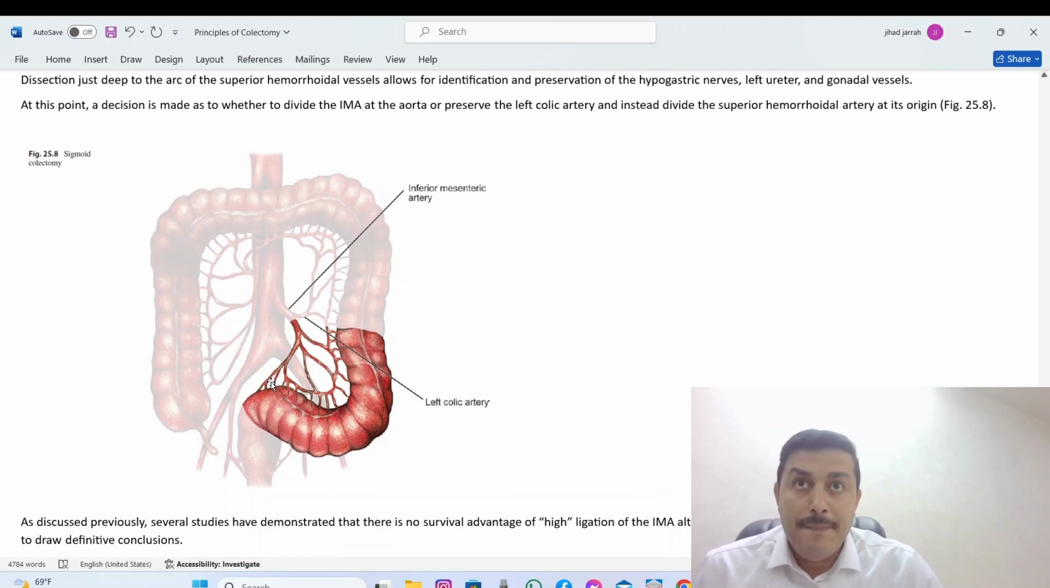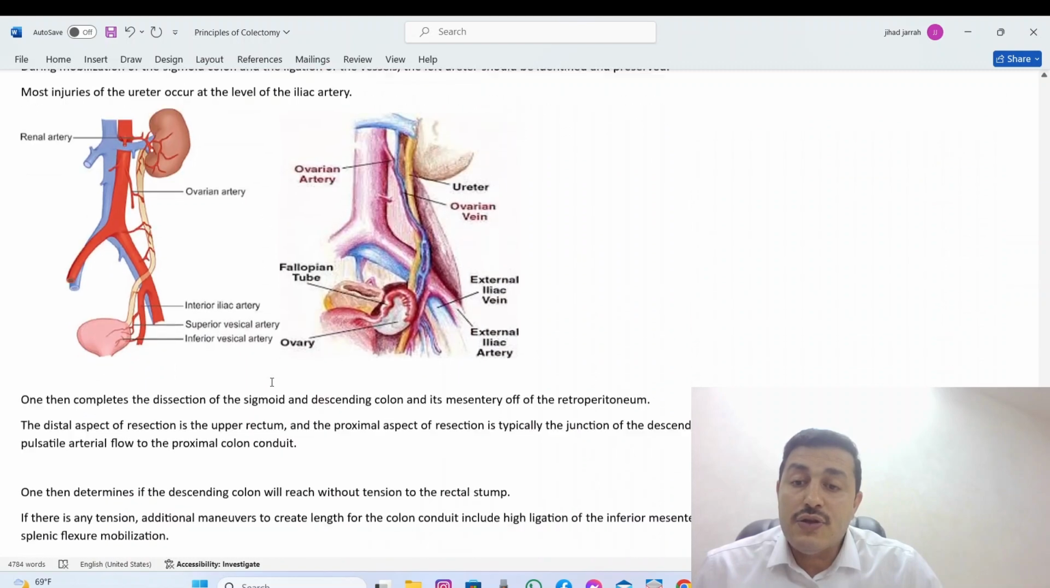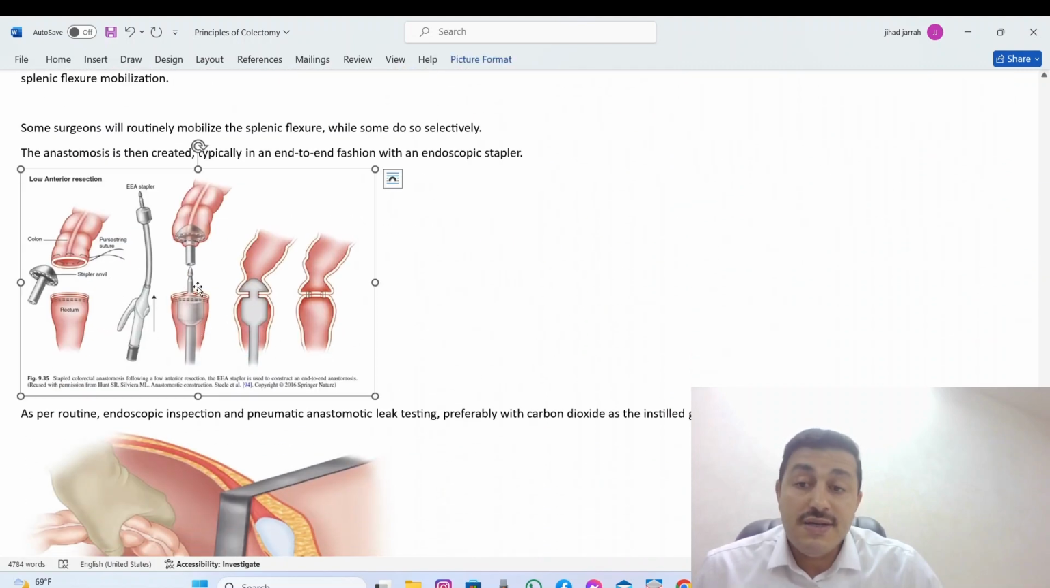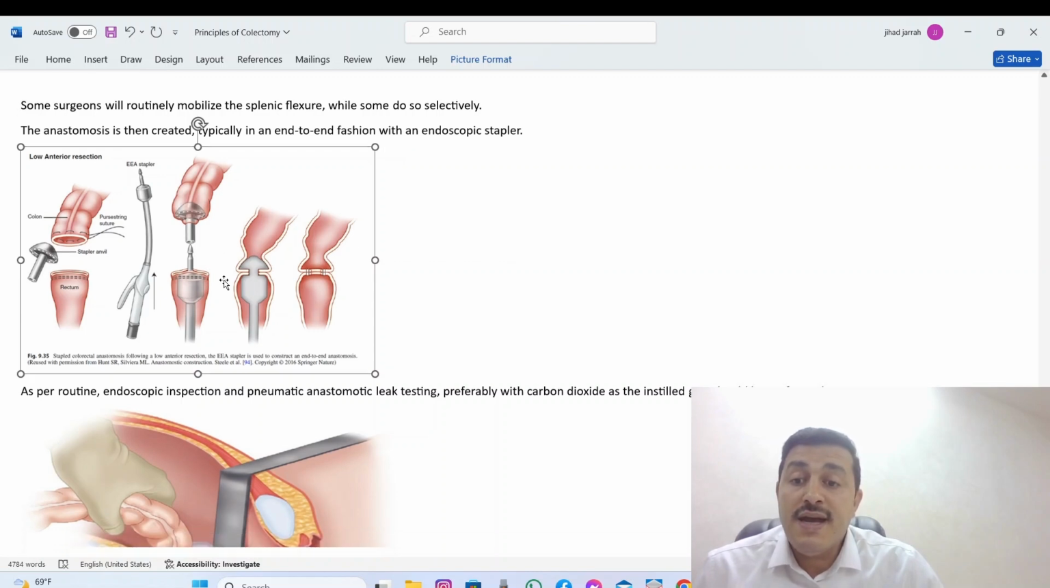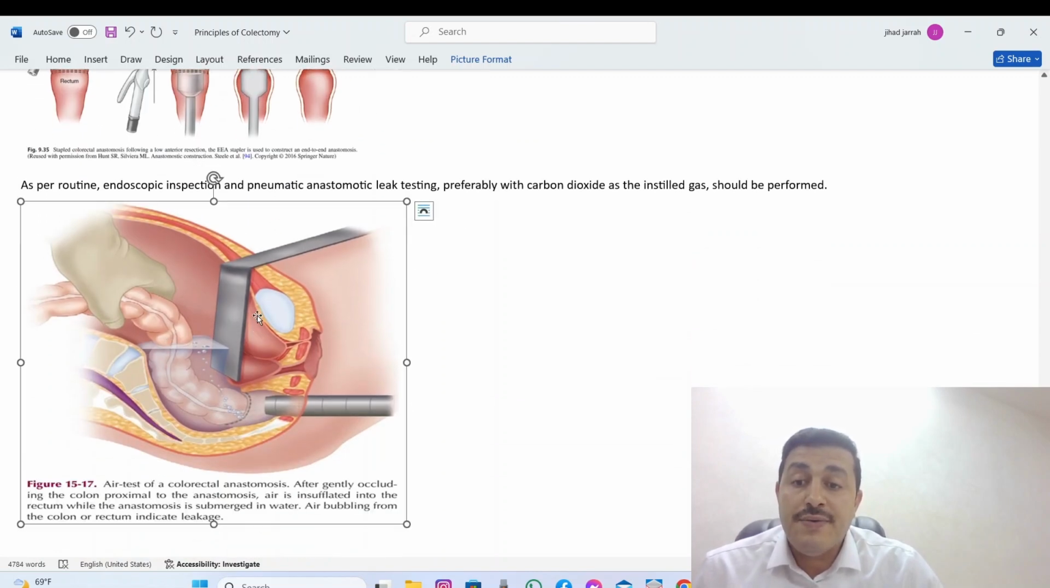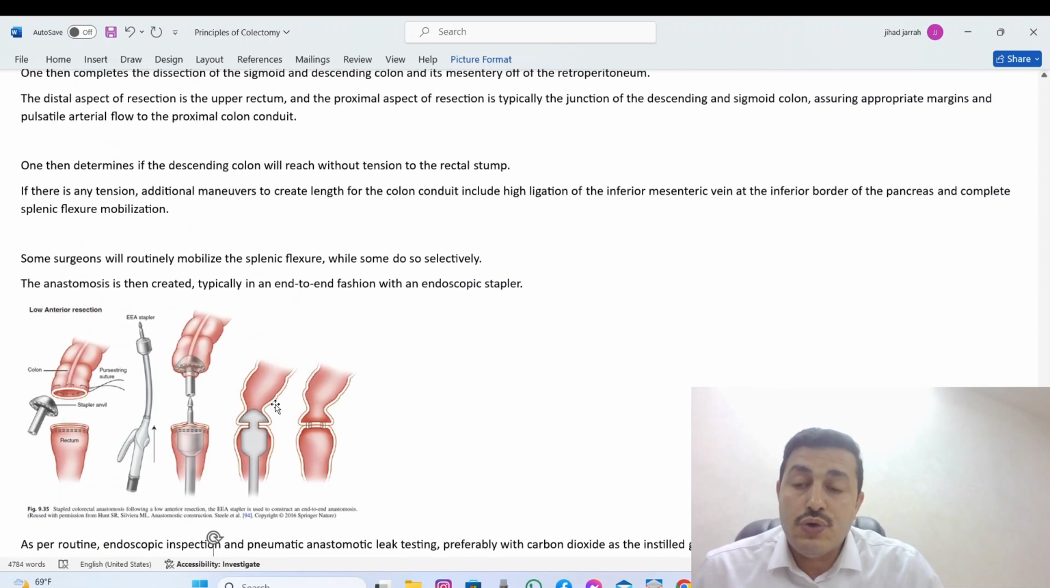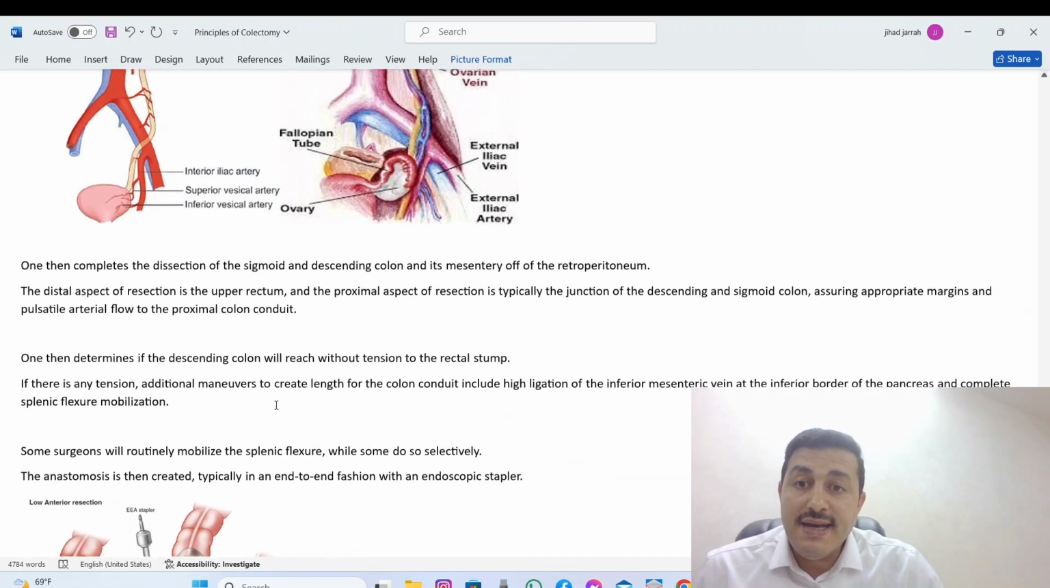Again, here the anastomosis is done endoscopically, as you see here. A circular stapler is inserted through the anus and rectum, and the anvil is fixed to the proximal part of the bowel, and an end-to-end stapler anastomosis is done. It's routine to perform the air leak test. For this, we put water, close the proximal part after creating the anastomosis, and we give gas to ensure no leak.